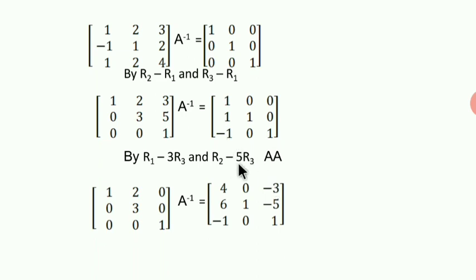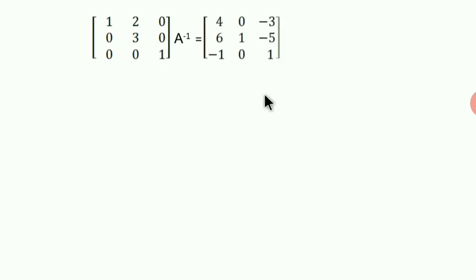Again apply this transformation in R2. So 1 minus minus 5 means 1 plus 5, which is 6. 1 minus 0 is 1. 0 minus 5 is minus 5. The third row is as it is here.